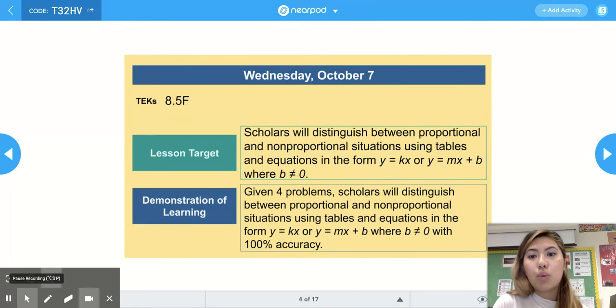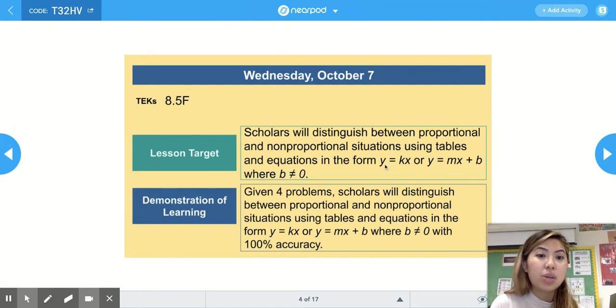Today's TEK is 8.5F. Our lesson target is that scholars will distinguish between proportional and non-proportional situations using tables and equations in the form of y is equal to k times x, or y is equal to mx plus b, where b is not equal to 0. Because if b was equal to 0, then it would just be y is equal to k times x. Our DOL is given 4 problems. Scholars will distinguish between proportional and non-proportional situations using tables and equations with 100% accuracy.